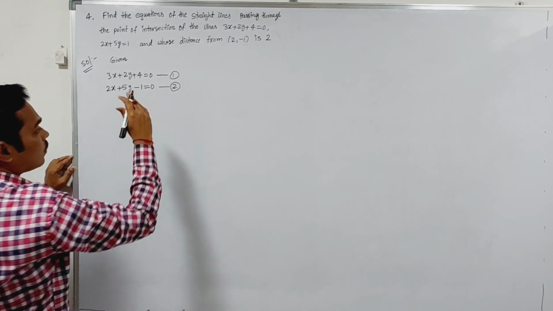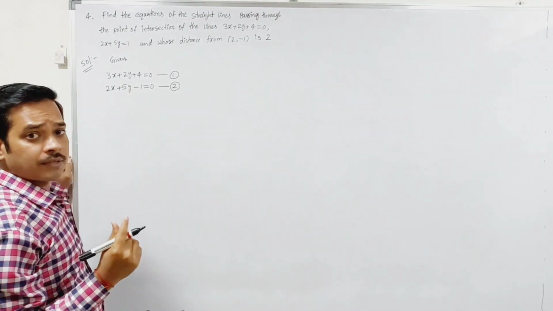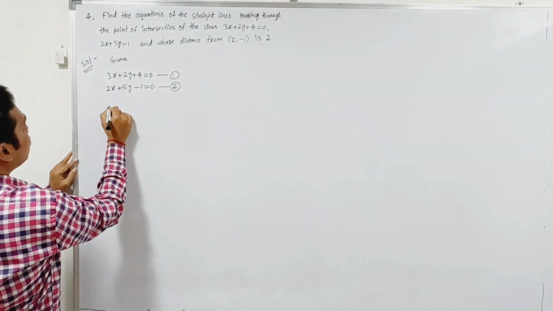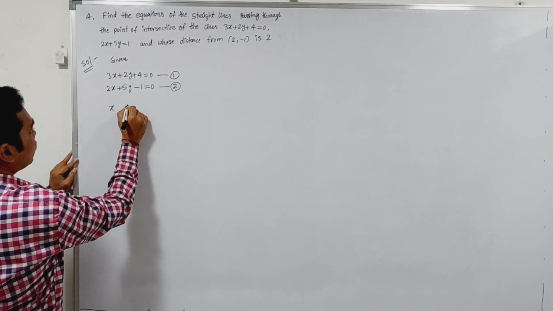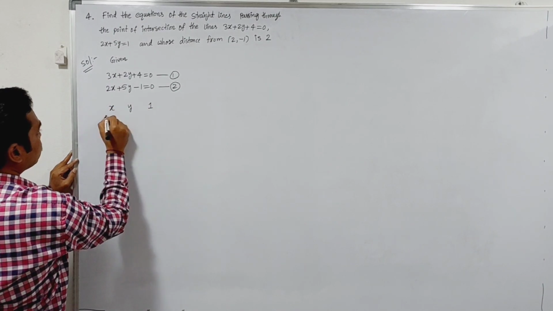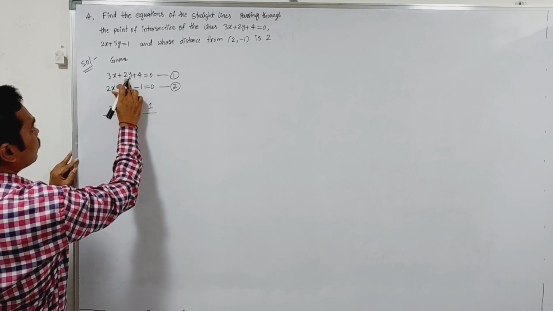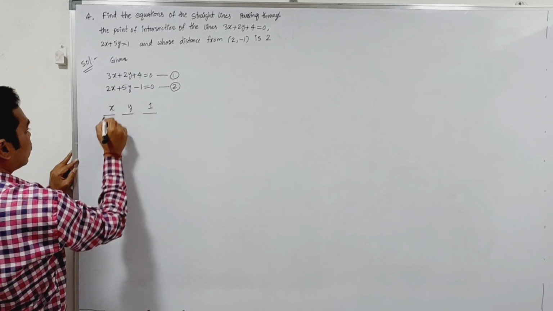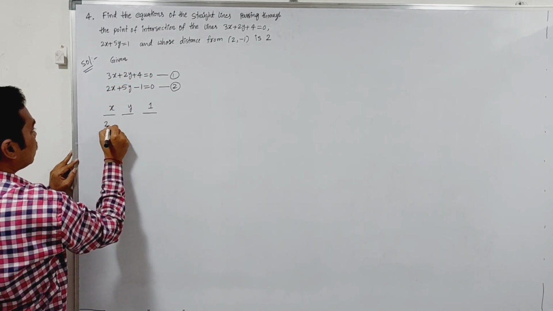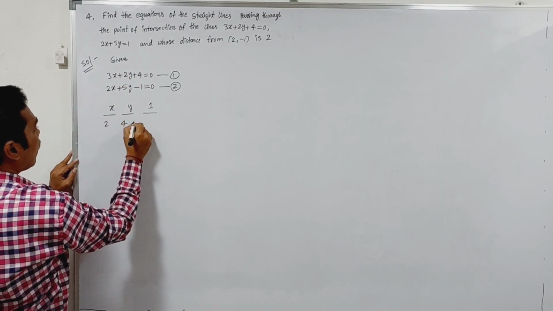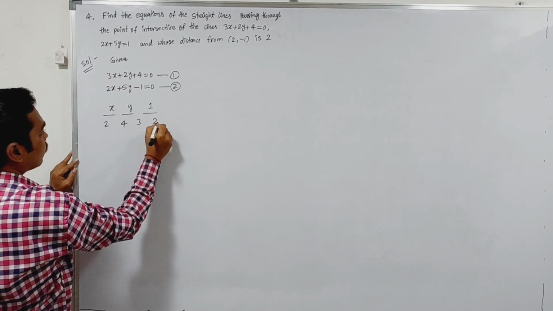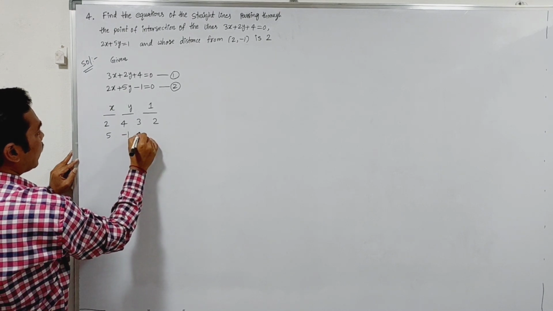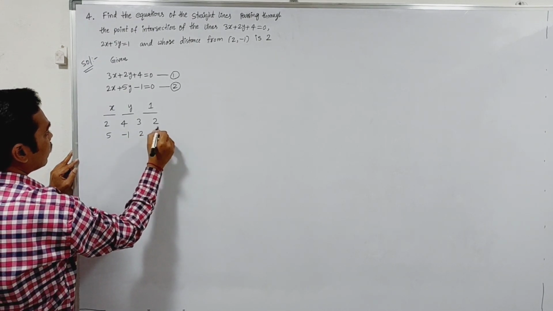You have to find out, first of all, the point of intersection of the two lines. Now by using the cross multiplication method, x, y, 1. Starting with the y coefficient and ending with the y coefficient, the y c x y method. The y coefficient is 2, the constant term is 4, then the x coefficient, and again the y coefficient in the second equation. Y coefficient, constant term, x coefficient, again y coefficient.